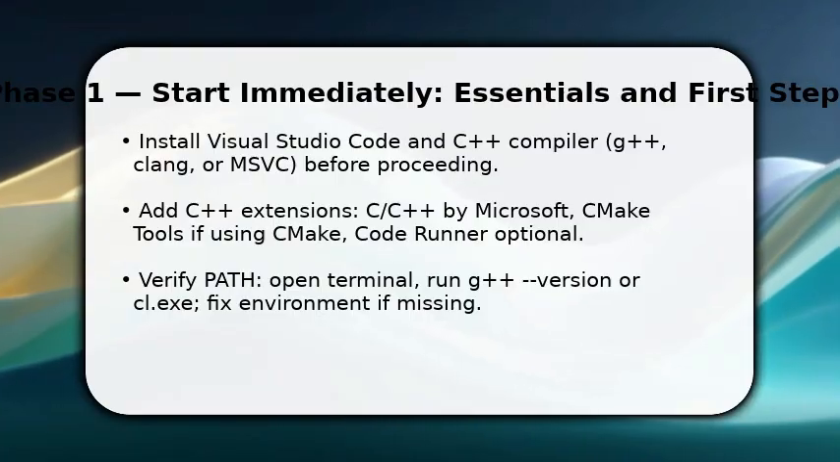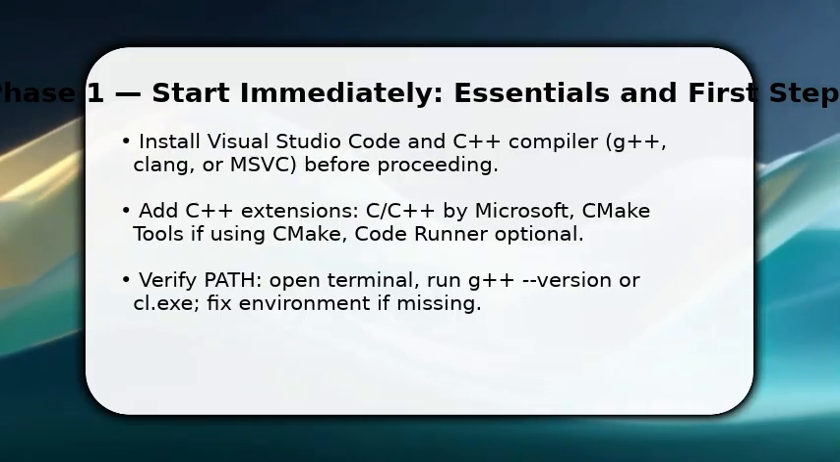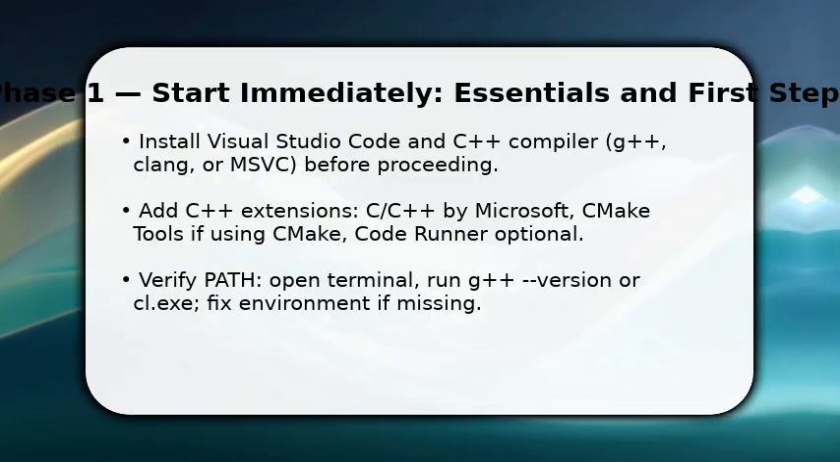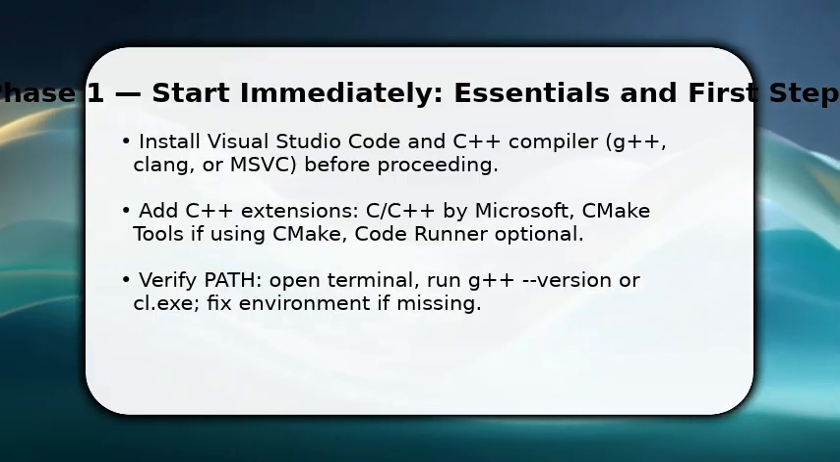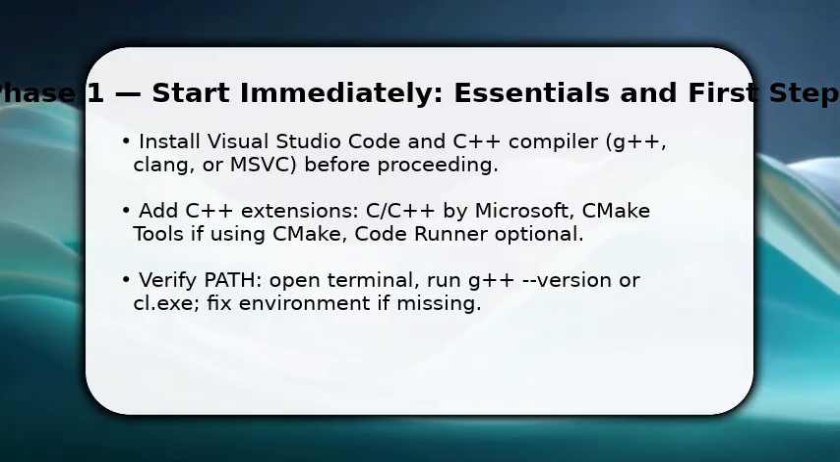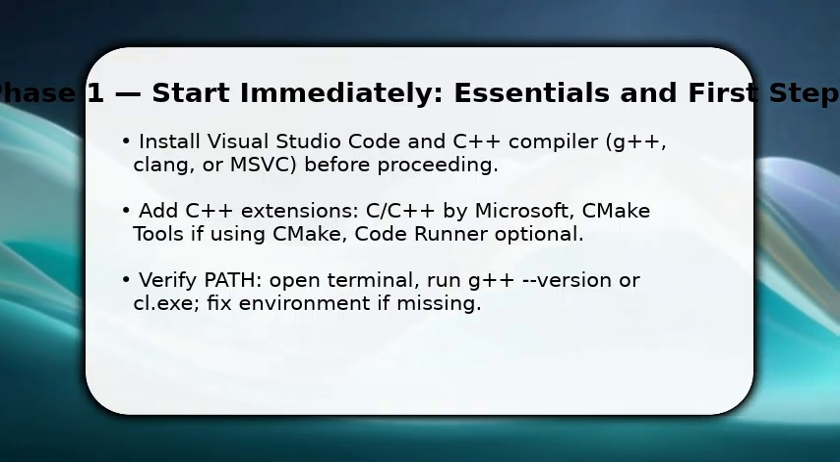You start by confirming prerequisites, a C++ compiler and VS Code. Open the terminal, run g++ --version to verify, because the editor needs a compiler to build. Once done, install the C/C++ extension and CMake Tools when applicable. These provide IntelliSense and debugging. Make sure PATH entries are correct so tasks can call the compiler.